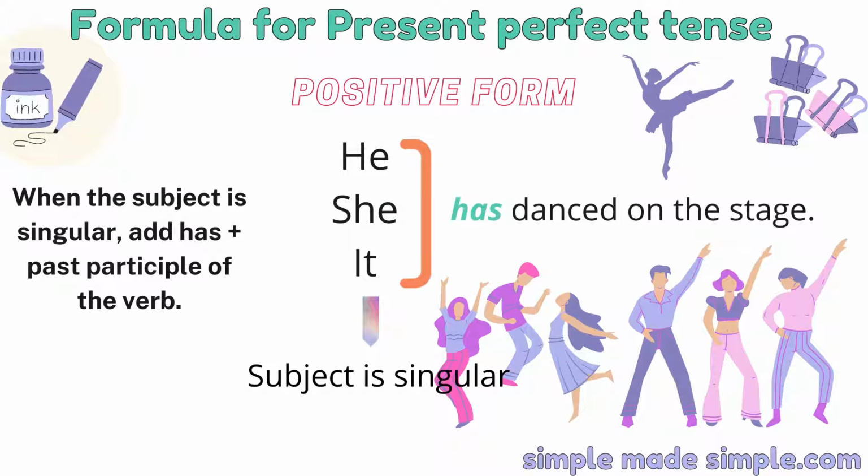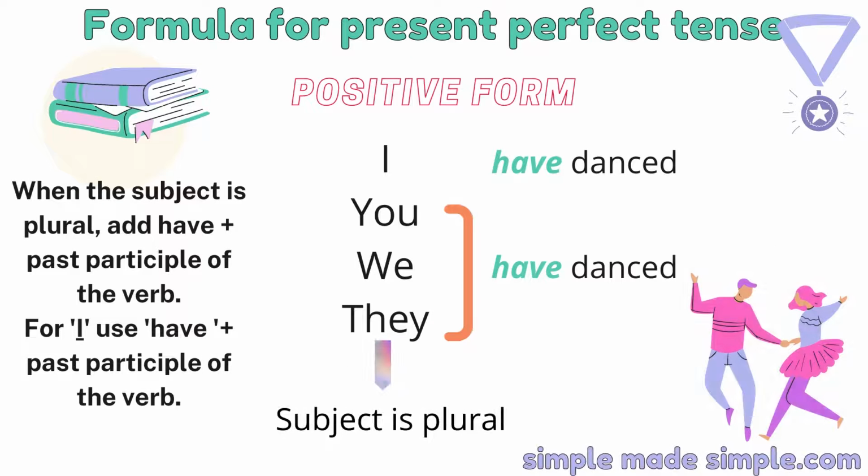First one is look at the subject in the sentence. If the subject is singular, means you have to add has and the past participle of the verb. Danced. He has danced, she has danced, and it has danced. Then for plural, put have and danced. You have danced, I have danced, we have danced, they have danced.